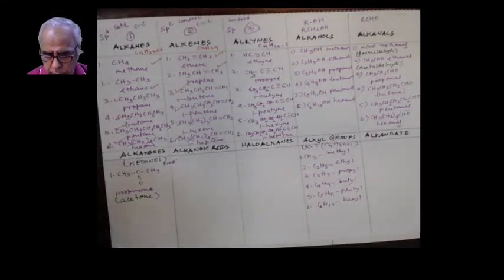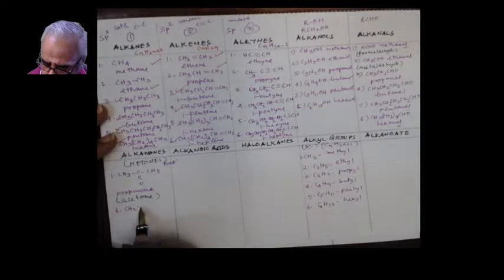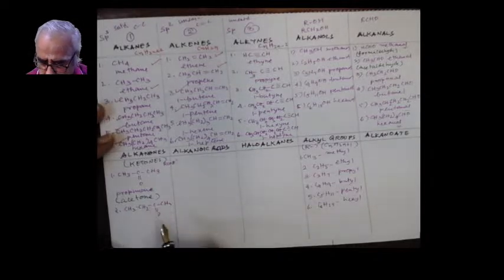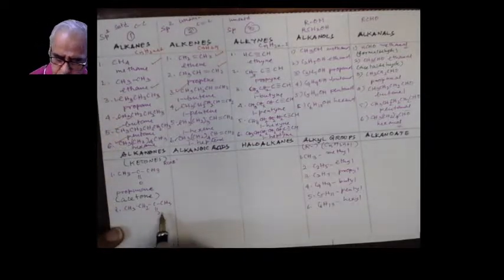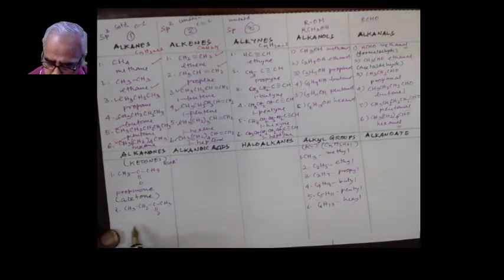Then we have CH3, CH2, and then C double bond O, CH3. You know this, 1, 2, 3, 4. So in the second position you have the keto group and with 4 carbon atoms. So it is called 2-butanone. Okay.